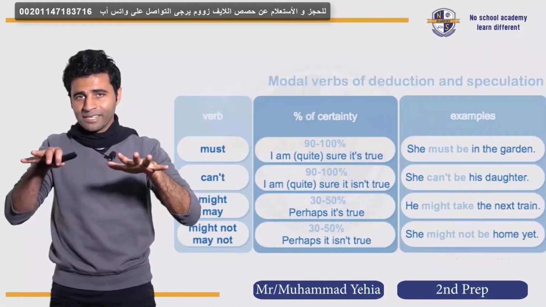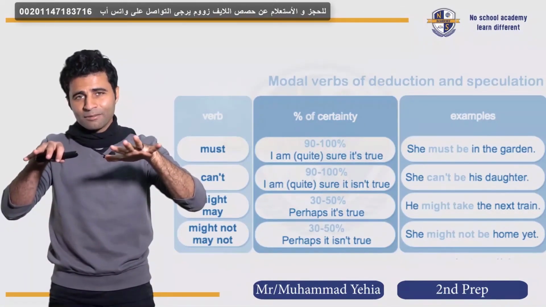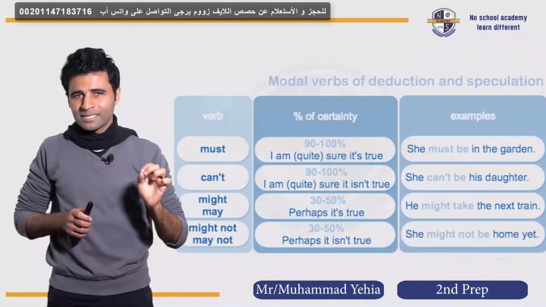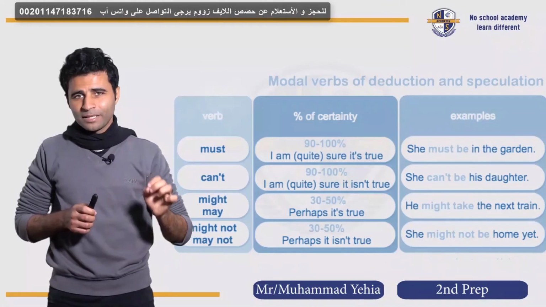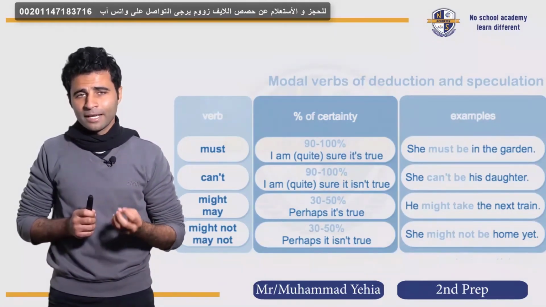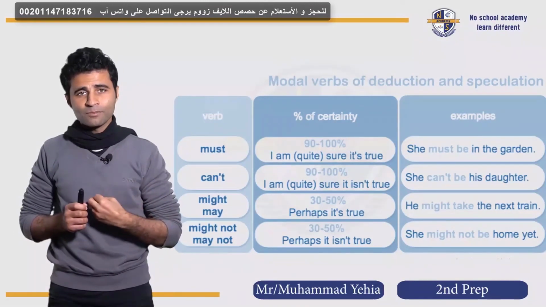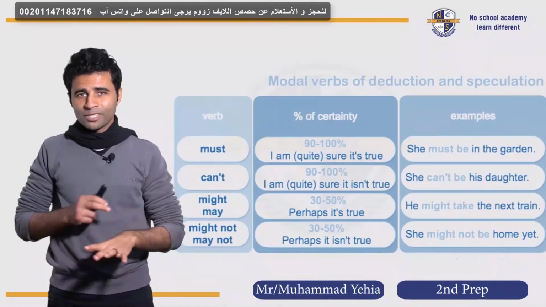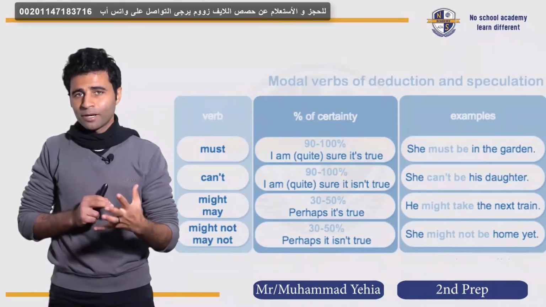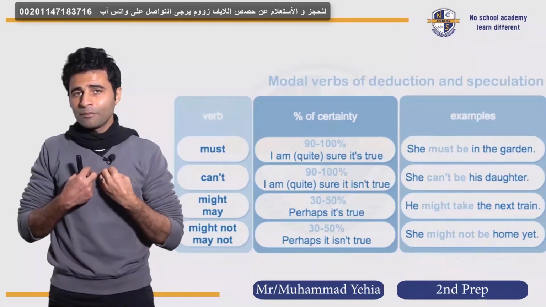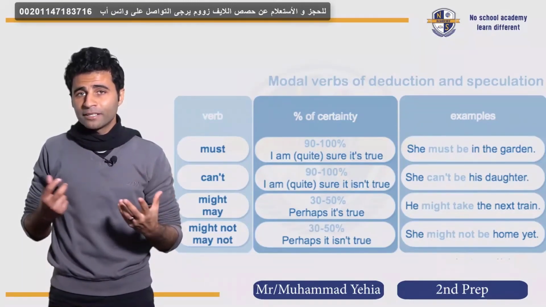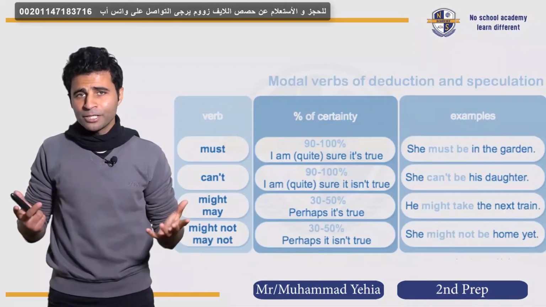Okay, may or might. We use it for probability when you're not sure about this action. For example, let's say tomorrow I'm getting married. I called my friend and I invited him to come to my wedding, but he is late. My friends and my family are asking me about him. Where is your friend Jack?